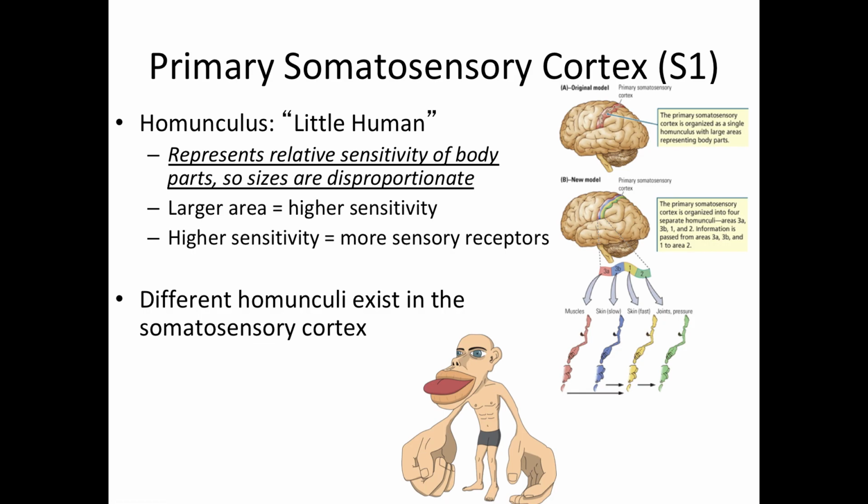So this map is called a homunculus, and it is drawn relative to the sensitivity of body parts by size. So here you have another example. The mouth and the hands are way more sensitive, so they're projected as bigger compared to, for example, our shoulders.